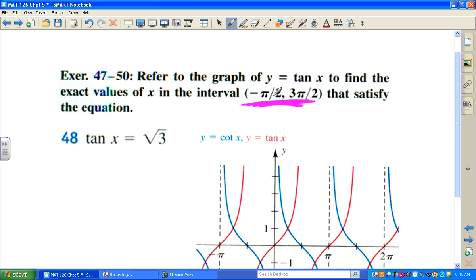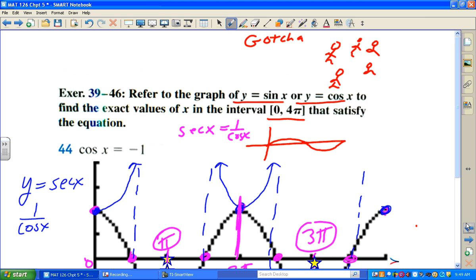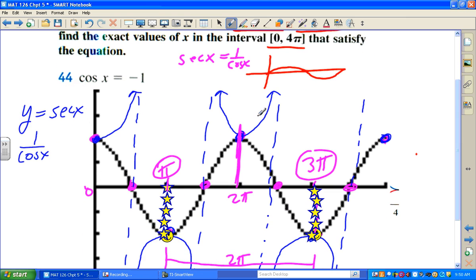That's the window you're looking at. That's where your answers are coming from. Your answers have to come from negative pi over 2 to 3 pi over 2. You answered the question for 44 as it's clearly stated on the slide. If you take your calculator and put in the cosine of pi, you get negative 1. If you take your calculator and put in the cosine of 3 pi, you get negative 1. There are 2 answers, pi and 3 pi.